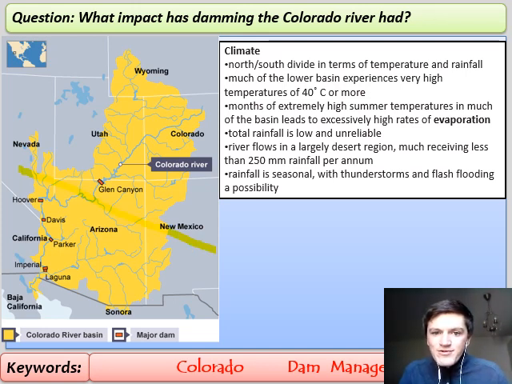In terms of temperature and rainfall, much of the lower basin experiences very high temperatures of 40 degrees or more. So we think about Arizona. This little bit here is all very much like a desert. Colorado is very mountainous. We've got the Rocky Mountains, that we looked at in the very first lesson of this topic, come all the way down here.